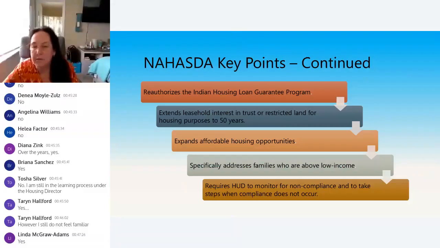Here we go. Key points: it reauthorized the Indian Housing Loan Guarantee Program. It extended our leasehold interest in our trust or restricted land for housing purposes to 50 years now. It expands our affordable housing opportunities, specifically addressing families who are above low income, so we have mechanisms to service them if we want. It requires HUD to monitor for non-compliance and take steps when that compliance does not occur.